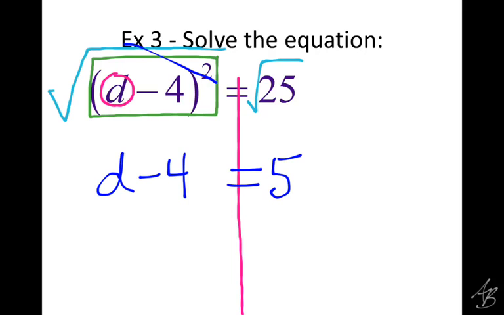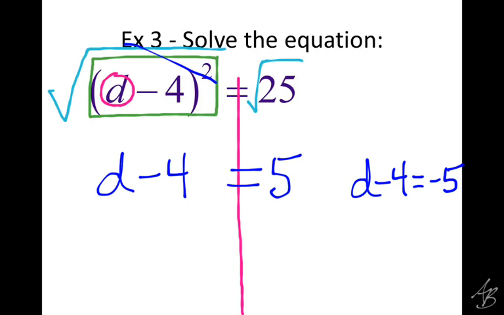So we get D minus 4 equals 5, but we also get D minus 4 equals negative 5. So we have two equations again. The D minus 4 is the same in both equations, but when we take the square root of 25, that could be 5, but it also could be negative 5. The point in this solution that we split it up and get two answers is when we take the square root.